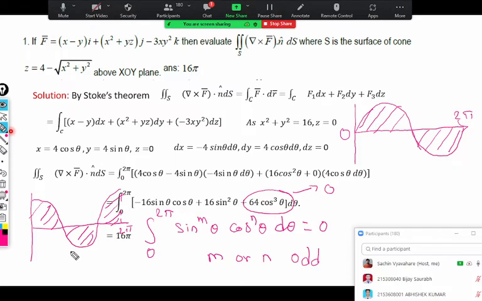Can anyone guess what should be the graph of sine square x on the range 0 to 2 pi? The graph which is below the x-axis will also come up. Both of them will be on the upper side. Yes, both upper side. That is the correct answer.